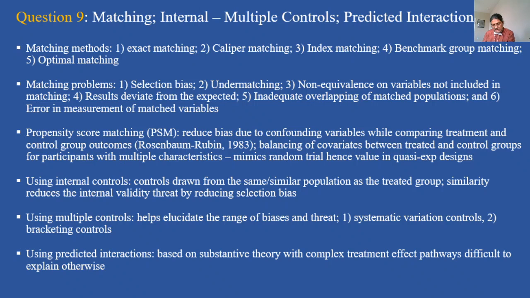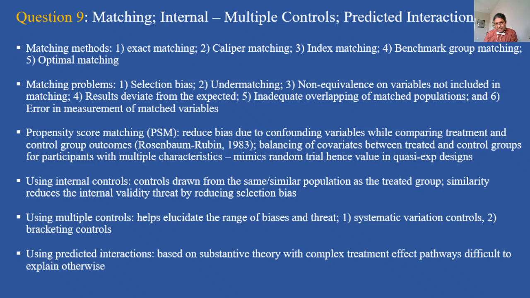Multiple controls can be applied in two ways. One is systematic variation controls, and second is bracketing controls. Multiple controls help by first identifying the range of the threat, which makes it much easier to control if we know the range and how to target it.